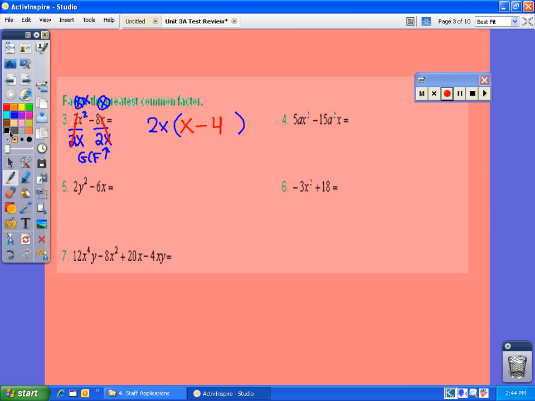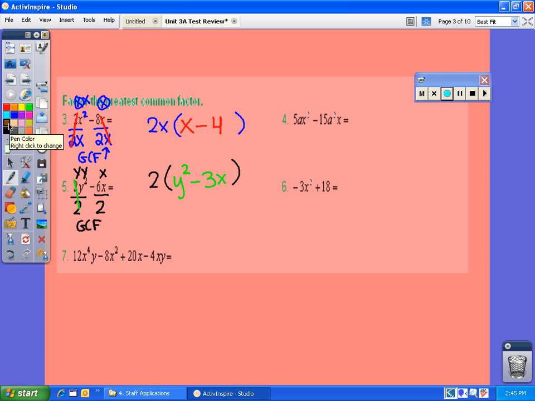Now number 5, they both can be divided by 2. Here we have two y's and we have an x, meaning that they have no letters in common. There are no letters that they share. So that means that our GCF is just simply 2. So 2 goes on the outside of our parentheses. We can cancel out the 2 here, and we're left with y squared. There's nothing to cancel out here, so we just divide. 6 divided by 2 is 3, and we're left with an x. Making the answer to this question 2 times y squared minus 3x.